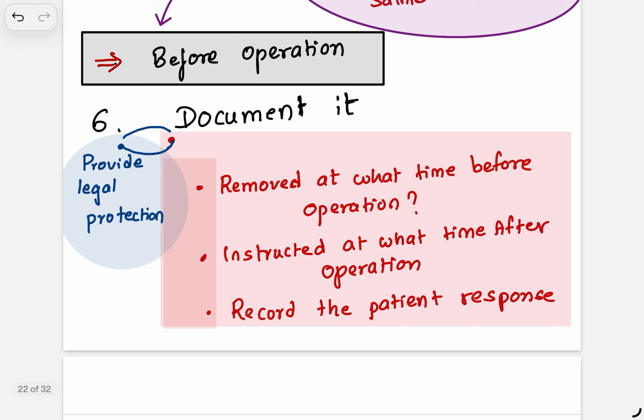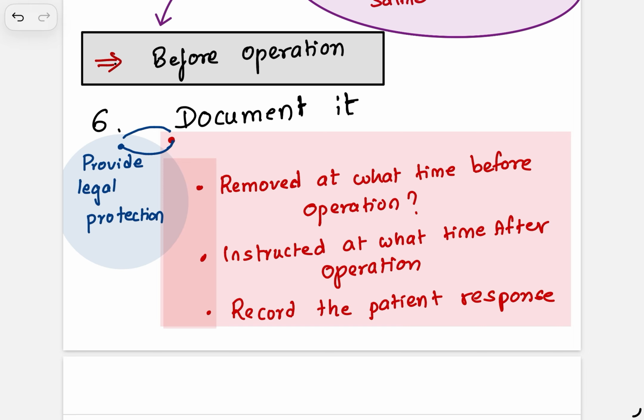Sir, what should we document? When you remove the dentures before the operation, you should document that. And when you instruct the patient after the operation, you also need to write that, with the timings and date, and record the patient's response, what he was saying when you were instructing. That also you need to note down.